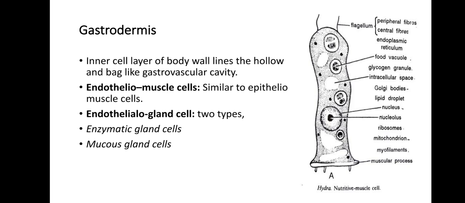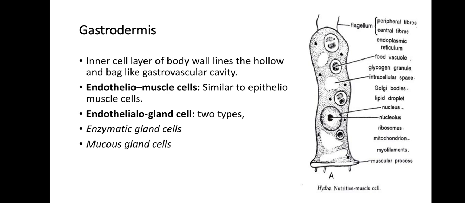Okay, but here there is an additional function: they are nutritive in nature. There it was protective and contractile in nature. Here they are contractile and they are nutritive in nature. That means they help in absorbing the food. They absorb the partially digested food in the gastrovascular cavity. The food will be absorbed by means of food vacuoles, and further intracellular digestion takes place in these nutritive cells. So that's a special thing about these endothelial muscle cells.